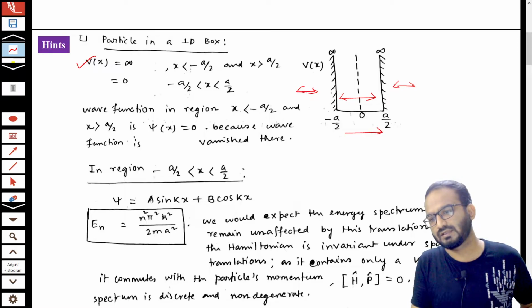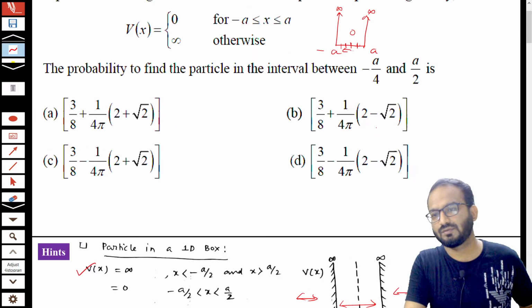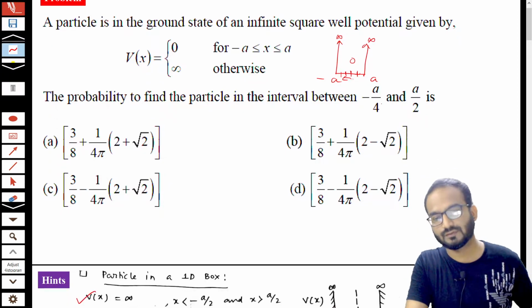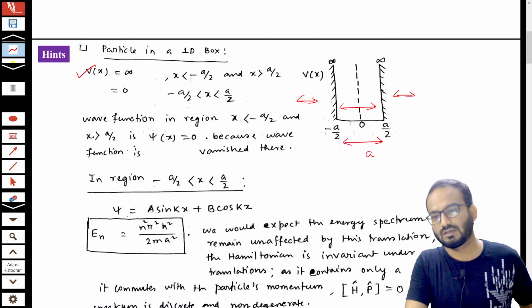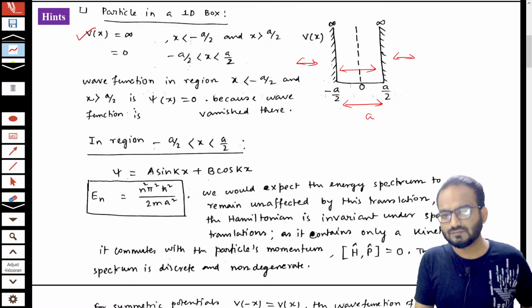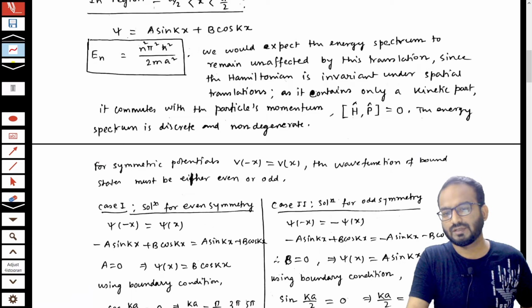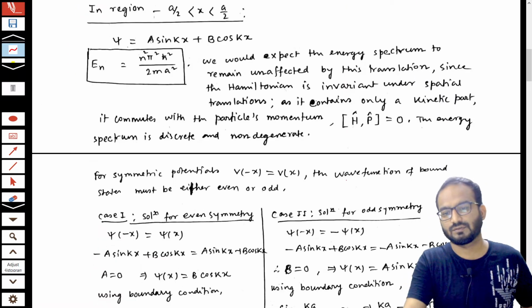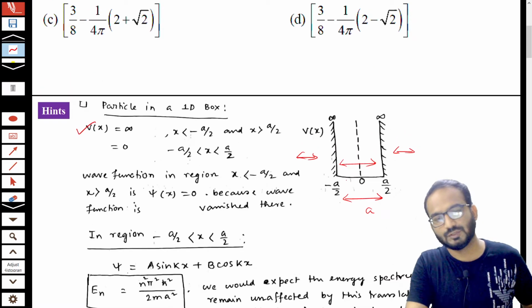Here the length of this box has been taken to be a, but in the given problem the length is given to be 2a. That's a small difference, but that will not matter much. You can just replace, and the solutions are given. Now we are interested in the solution in between minus a by 2 and plus a by 2. So here is a symmetric potential well.